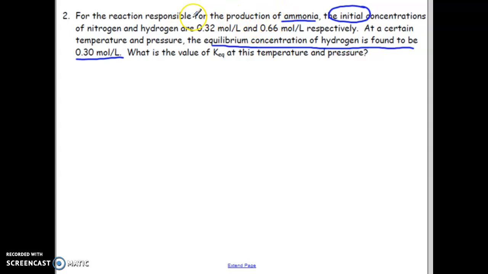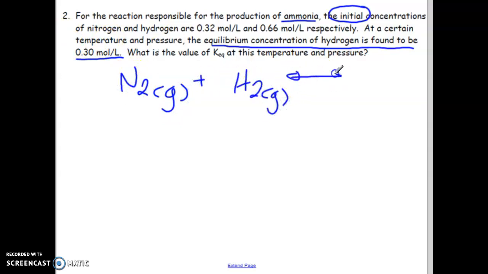First of all, if you're not given a reaction, the first thing you should be doing is writing out a balanced chemical equation. We are producing ammonia, so we have nitrogen gas plus hydrogen gas making ammonia. To balance this out, we would need a 3 in front of the hydrogen and a 2 in front of the ammonia, and that should be about it.